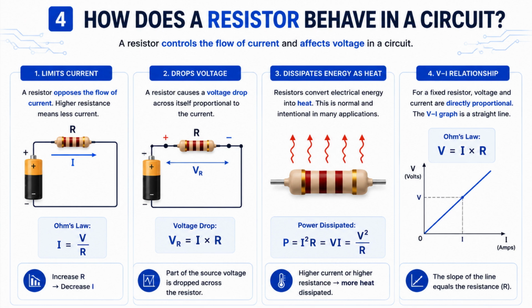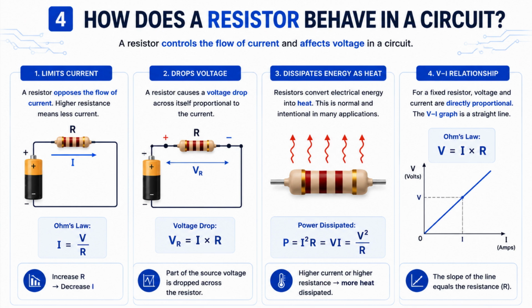Another important characteristic of resistors is that they create a voltage drop. When current passes through a resistor, a portion of the electrical energy is converted into heat. This means that the voltage at one side of the resistor will be different from the voltage at the other side. For this reason, resistors are often used to divide voltages and control electrical signals in circuits. Voltage divider circuits, sensor circuits, and many electronic control units rely on this principle.